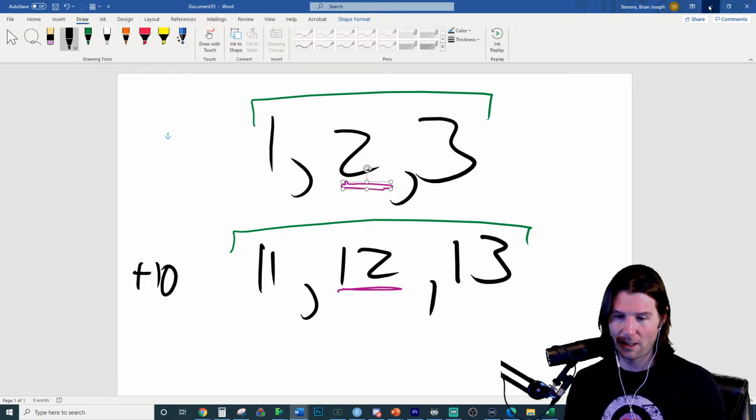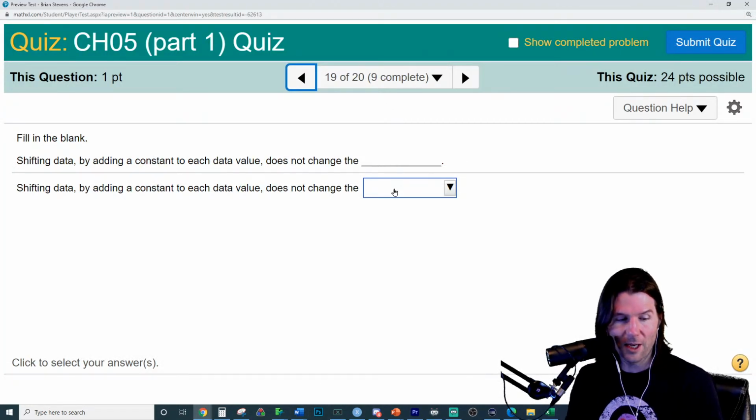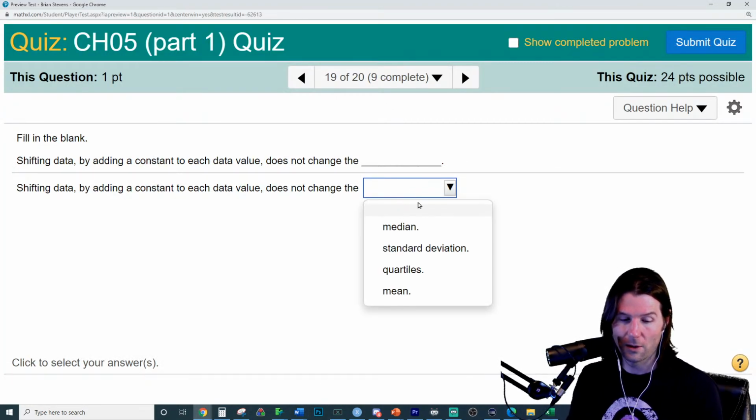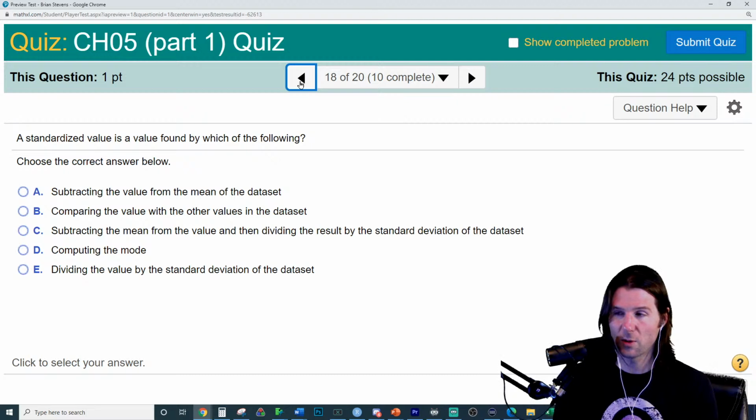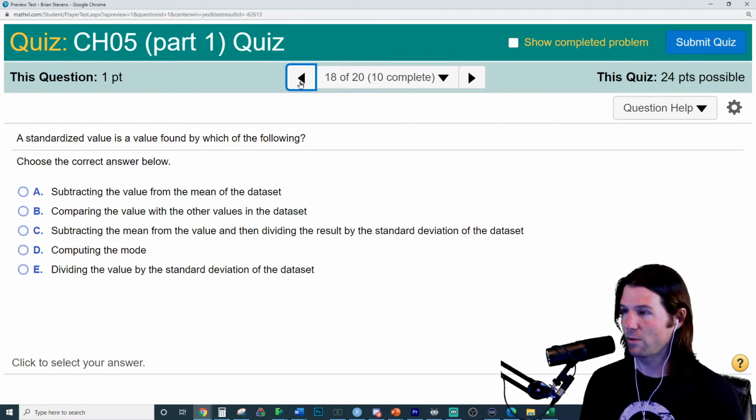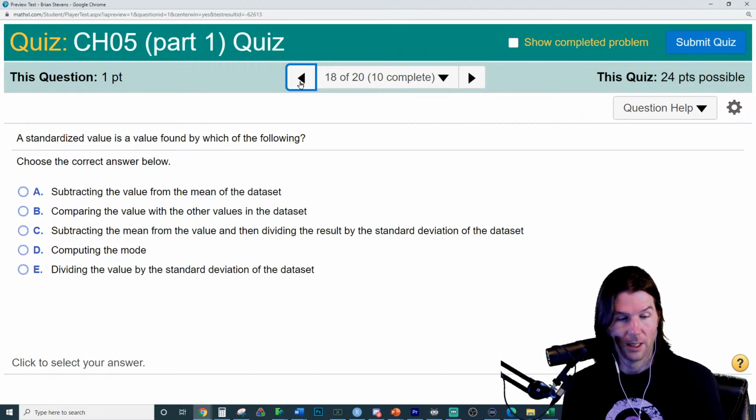So let's look at the question it had, and then we'll find Ben's. Shifting the data by adding a constant does not change the spread. So median is a value of center, and quartiles are a location, and mean is location, standard deviation is a value of spread. That's the answer. It won't change the spread. The median is a quartile, so quartiles are going to move.